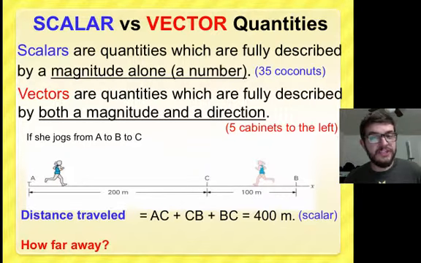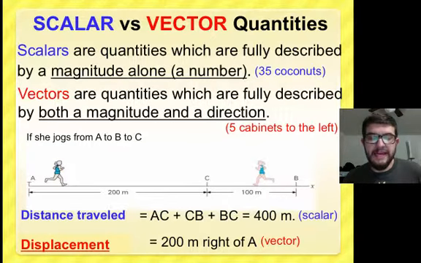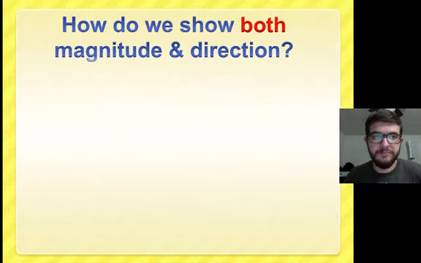But how far away is she from where she started? Well, she ended up 200 meters to the right of A, where she started. So because we have a direction in there, that's now a vector quantity. And a word that we're going to use for that from now on is displacement. Displacement is how far you are from where you started.